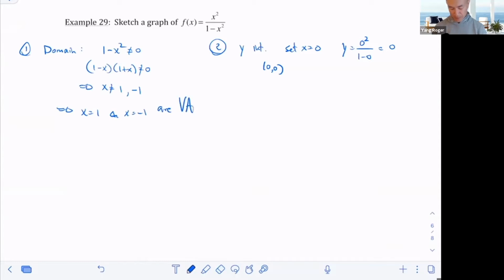Okay. So I got distracted. I still need to find the x-intercepts. So for the x-intercepts, how do you find those? You set y equal to 0, and then you solve for x. So you got 0 is equal to x squared over 1 minus x squared. Anytime you have a fraction that's equal to 0, that means that the numerator is equal to 0. So that means that x squared is equal to 0, which means that x is equal to 0. So what we see is that the x-intercept and the y-intercept are the same point. They're both (0, 0).